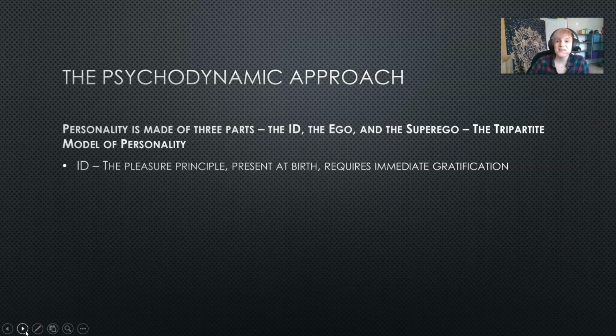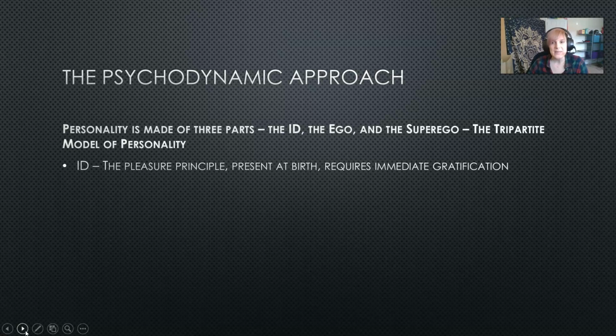Next is that the personality is made of three parts: the id, the ego and the superego. This is the tripartite model of personality. The id is the pleasure principle. Now this is present at birth.